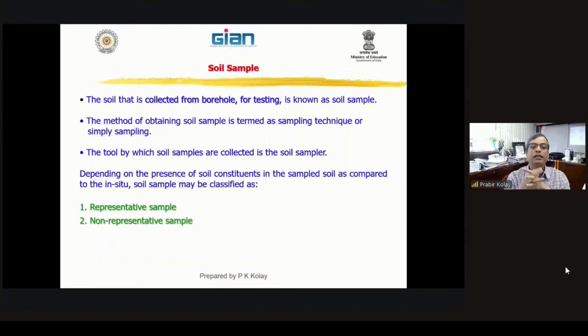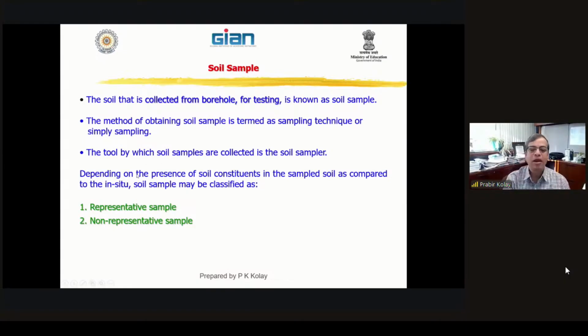Now the sample. You have seen the different types of auger and boring tools. You just collect the soil sample from the ground. The soil collected from the borehole for testing is known as a soil sample. Now the question is whether the soil is a representative or non-representative sample. The method of collecting the soil sample is termed the sampling technique, or simply sampling. The tool used to collect the soil sample is the soil sampler.